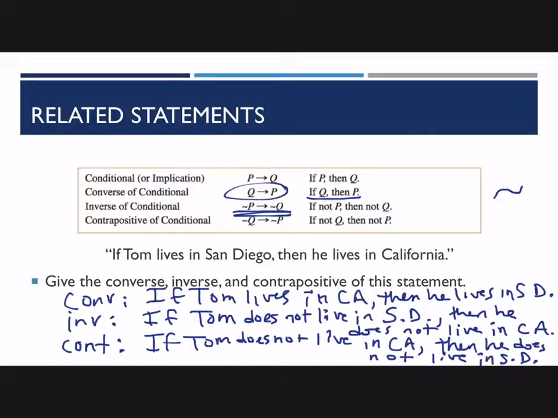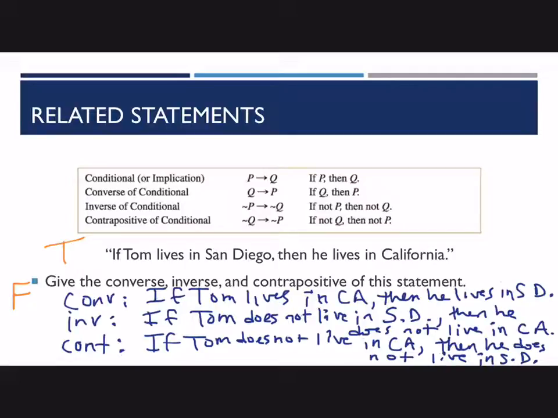Alright, so let's look at these four statements and decide which of them are true and which are false. There's no set rule about whether a conditional is true or false. It depends on the statement, and the same thing applies for these other three related statements. But in this specific situation, if Tom lives in San Diego, then he lives in California. That is a true statement. The converse, if he lives in California, then he lives in San Diego, is false. There are other options. He could live in Los Angeles, and that's still in California without being in San Diego.